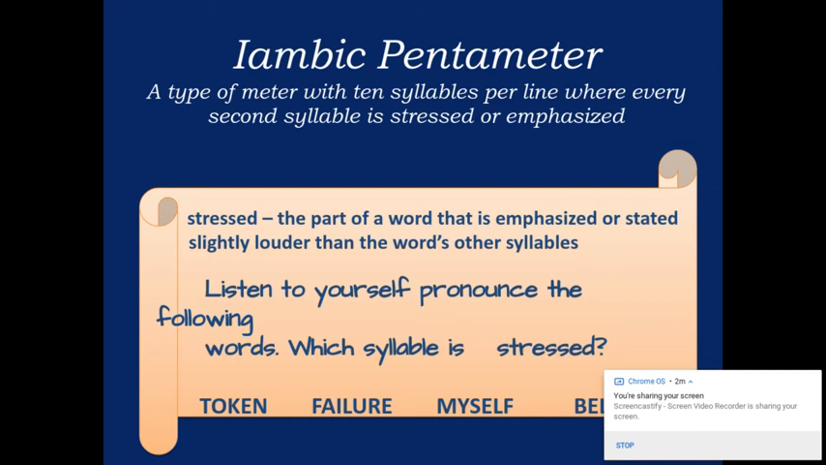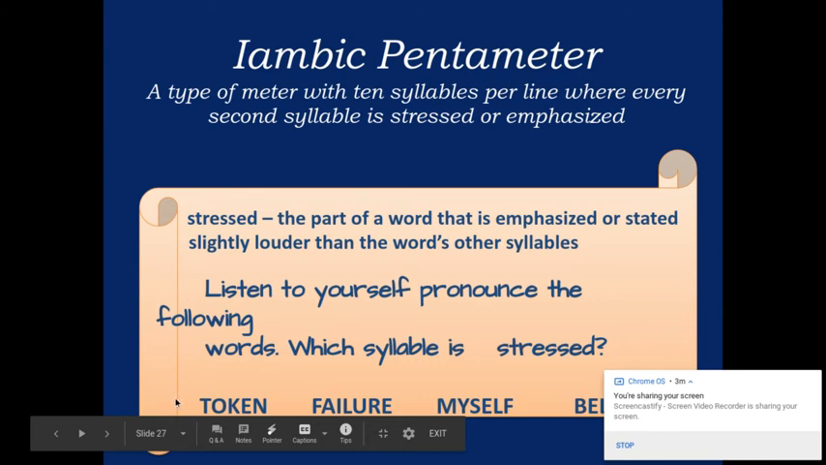So when we're reading iambic pentameter, there's 10 syllables a line. It also means it's a series of stressed, unstressed. It's that rhythm. If you listen to music, you'll pick it up. A rhythm that's going back and forth. When we talk about stressed, we're saying it's a part of the word that's emphasized or stated slightly louder than the word's other syllables. So listen to yourself pronounce these following words and try to figure out which syllable is stressed.